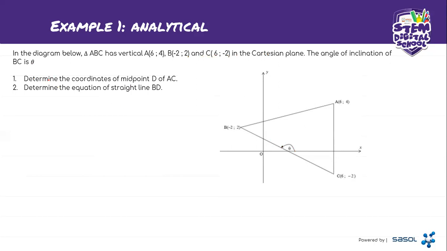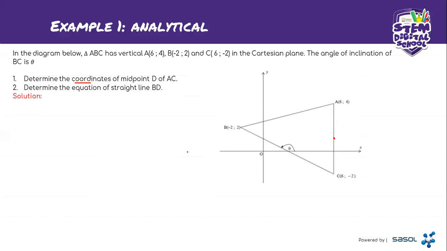Now, the first question that we need to address is, determine the coordinates of the midpoint D of AC. Meaning, we need the midpoint of AC that will give us point D. So I think it's somewhere here, right? In the middle of this line, there's D there. Then we have to calculate the coordinates of that D.